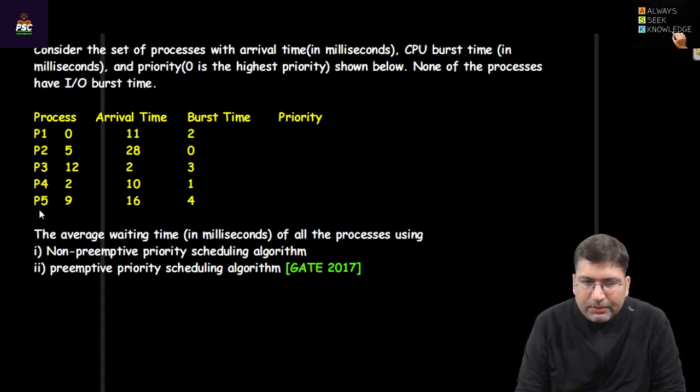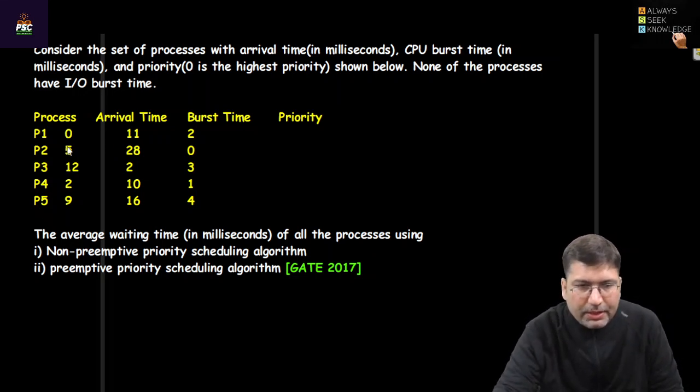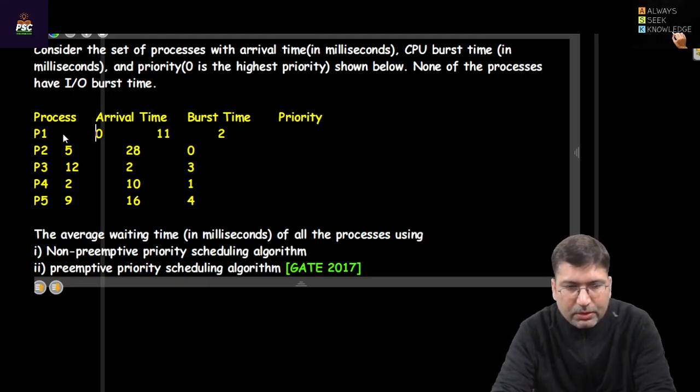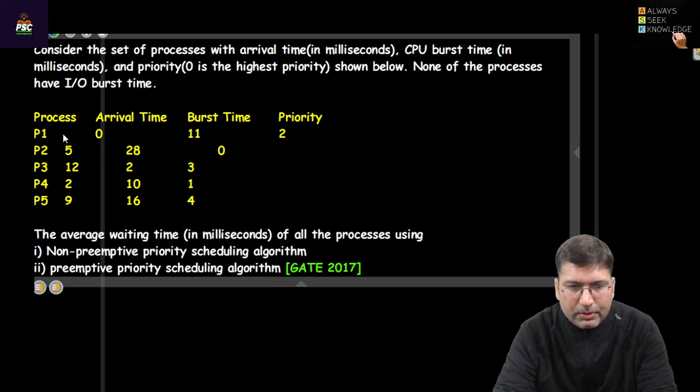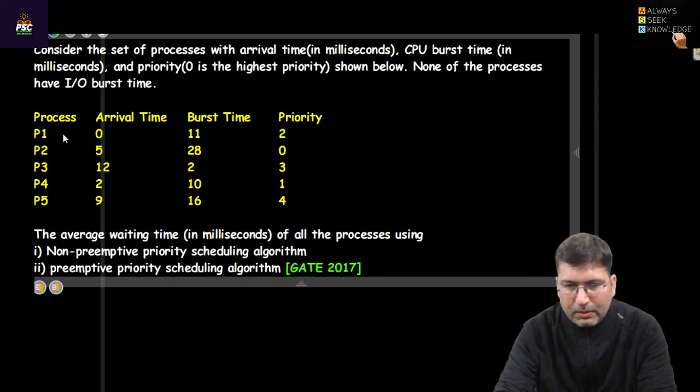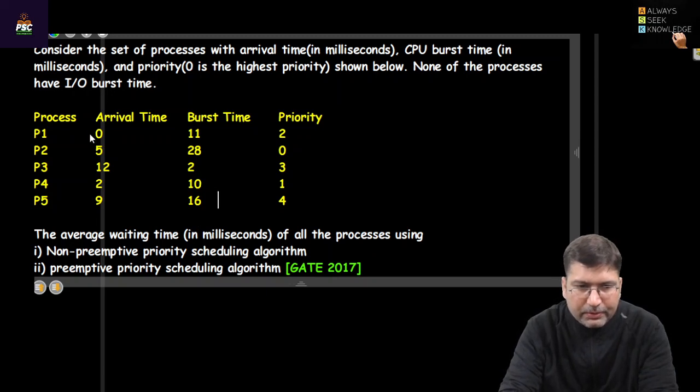There are 5 processes given, and their arrival times and priorities are also given. The alignment is not correct, so let me do the right alignment. Okay, so this is the right alignment. Let's solve it. Arrival times are given as 0, 5, 12, 2 and 9. Burst time is given here and priority is given here.